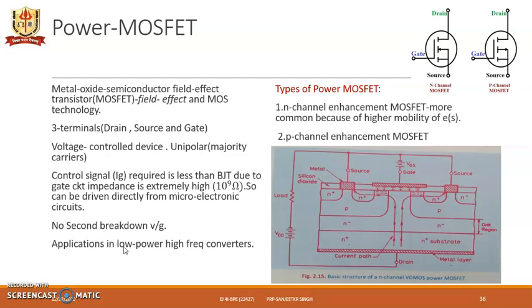Applications of power MOSFET is in low power high frequency converters. So when we need to turn on and turn off at a higher operating frequency, then we can make use of power MOSFET.